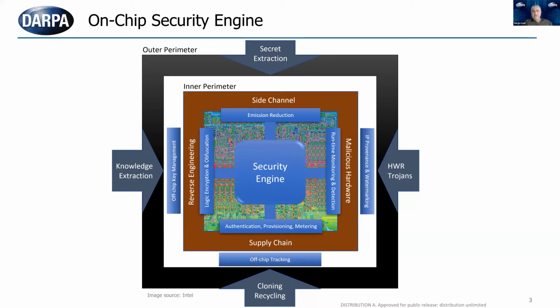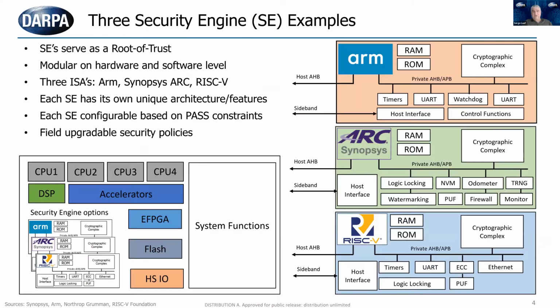When the security engine is injected into the design, it could have multiple forms and could have significant defenses against one attack surface and minimal against others, depending on the applications and economics of the particular design. But as you can see here, side channel attack surface is one of the surfaces that we care about. And the principal strategy here in one major program is emission reduction.